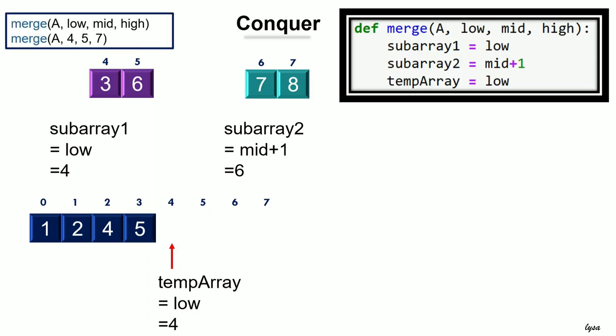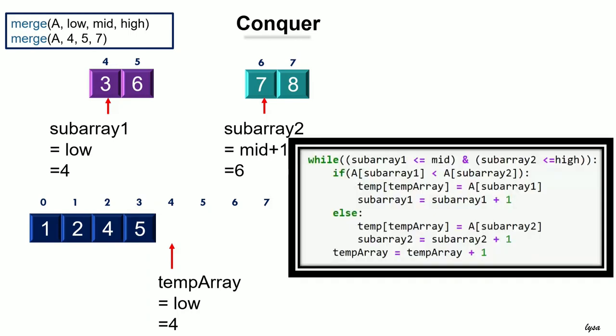And currently, the value of low is 4, the value of mid is 5, and the value of high is 7. 3, 7 have to be compared. Now when 3 and 7 are compared, 3 is smaller, and so we write 3. Then subarray 1, the pointer is moved as shown in the if statement. That is subarray 1 is equal to subarray 1 plus 1.